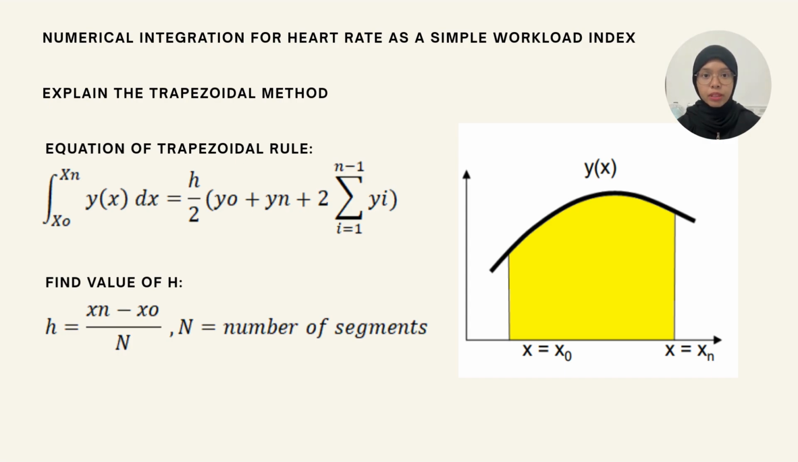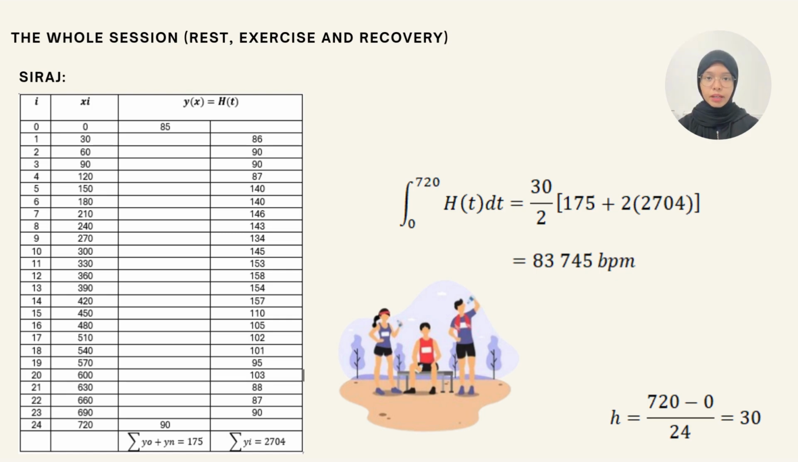Each trapezoid uses two heart rate values, one at the beginning and one at the end of the time interval. The trapezoidal rule works by adding the first value and the last value, then adding twice the middle values. All these values are multiplied by h divided by 2 to get the total area. Now we move to the next slide.